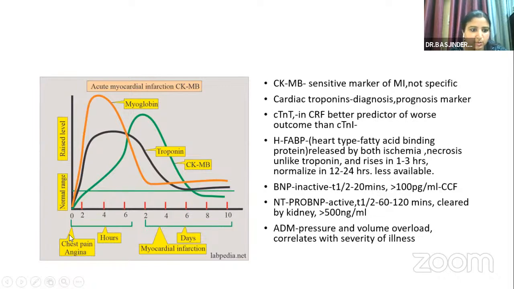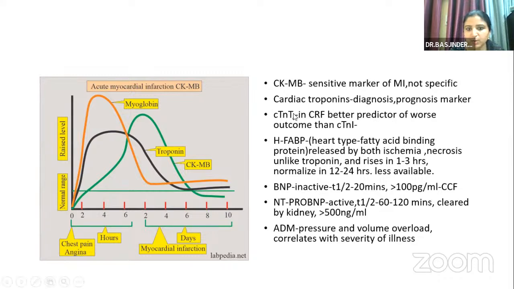So here is the chest pain or the angina, and these are the hours by which subsequently these enzymes will rise. And here, if the angina is not treated, it can lead on to myocardial infarction. We all have learned about these biomarkers from the beginning, but I'll just enumerate a few salient points. CPKMB is a sensitive marker of MI, but not specific. Cardiac troponins diagnose that myocardial ischemia or necrosis has occurred, and they also prognosticate.